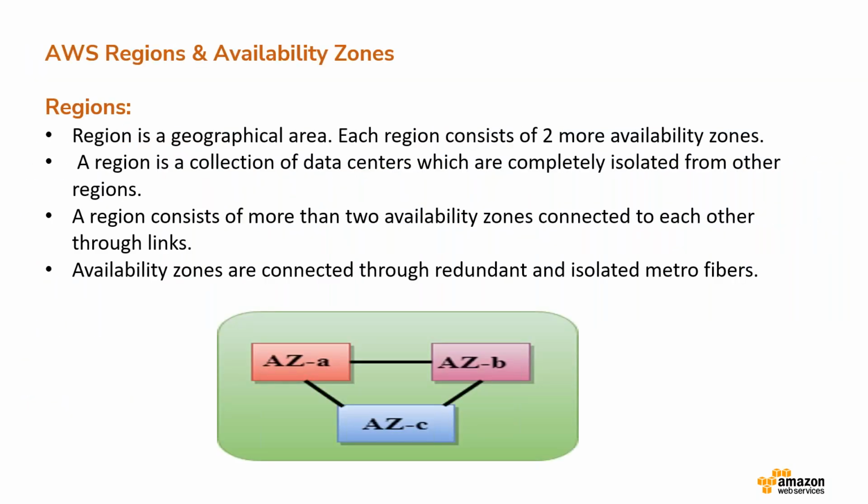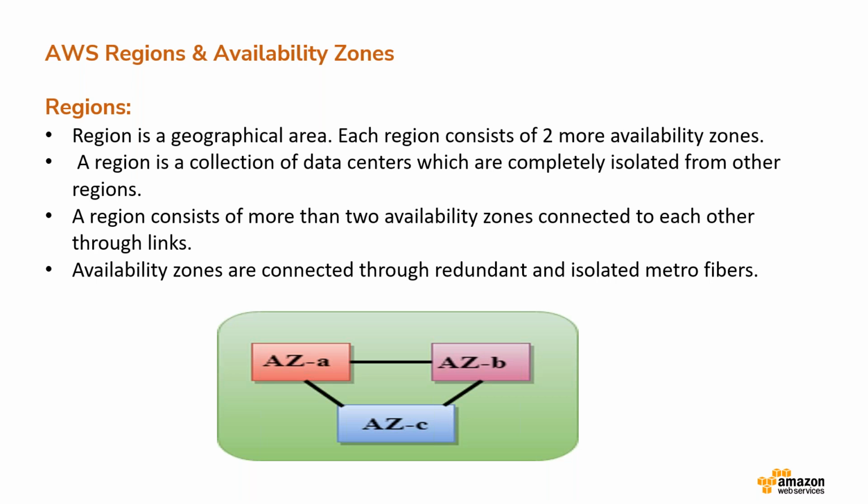Now let's try to understand what an AWS region is. So far I have covered 26 regions, and 8 more are available. Maybe you may have got an idea of what is meant by regions. A region is a geographical area. Each region consists of 2 or more availability zones.